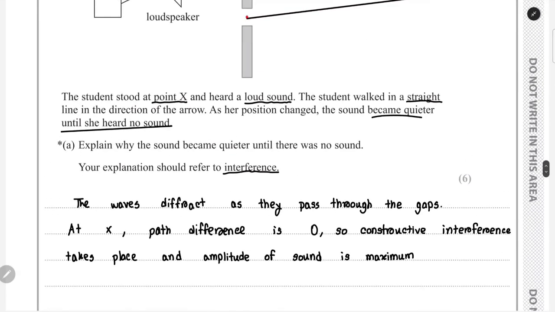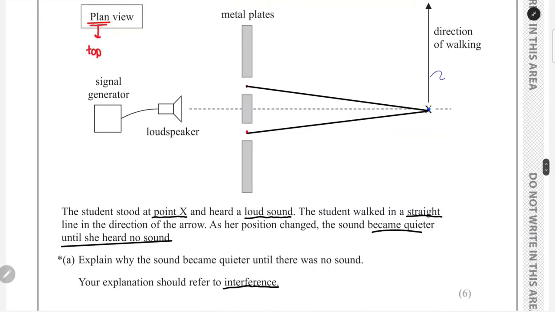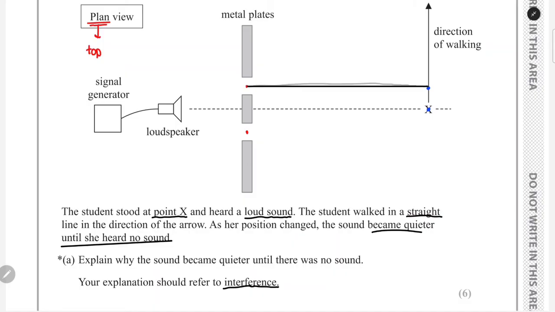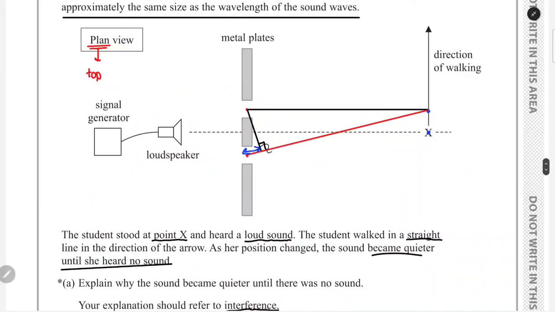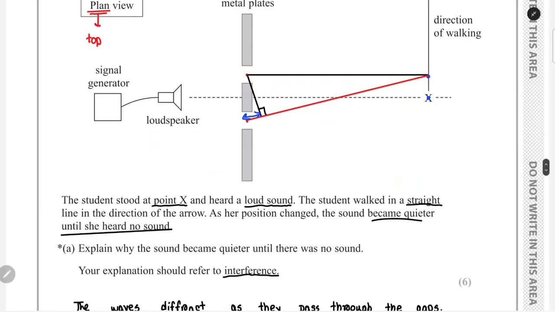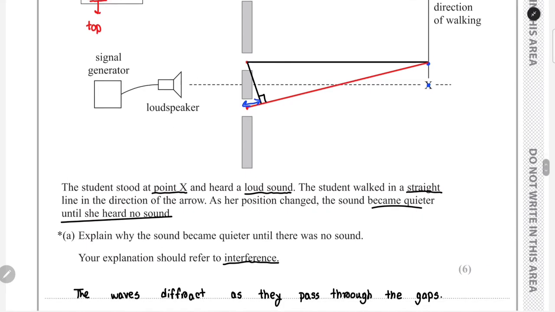Now as we move away from point X, so we go somewhere over here. Now if I draw the lines, this black line over here is smaller than this red line. The difference between them is the path difference. So if I draw a line that's 90 degrees, this length over here is the path difference. We don't have to know the construction or what the path difference will be equal to. We just have to know that if it's not at the center, there will be a path difference.